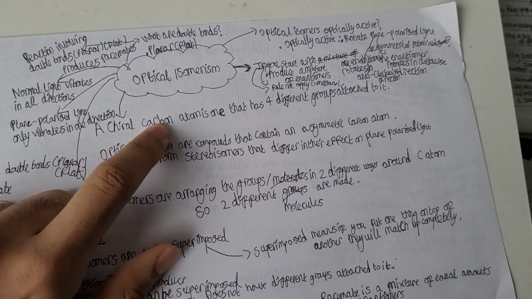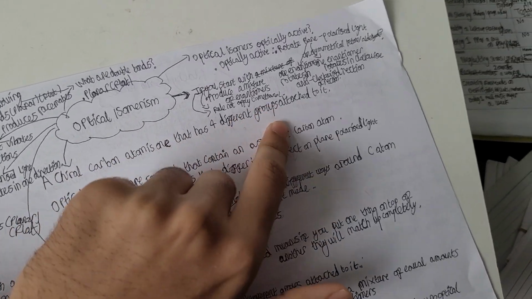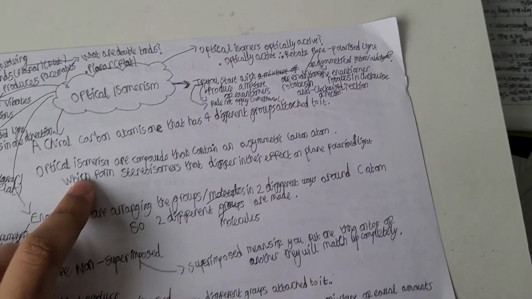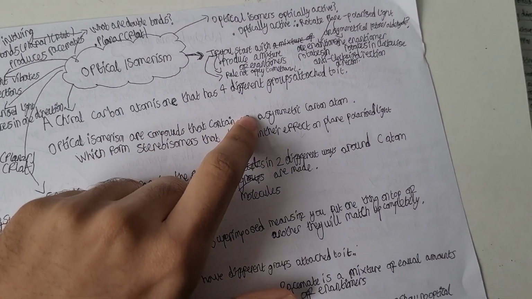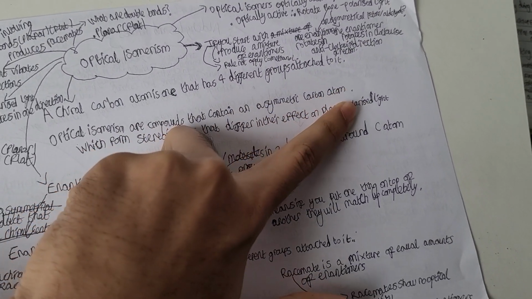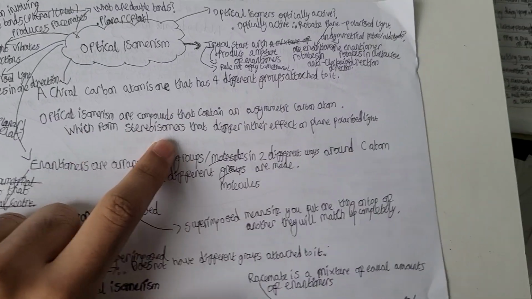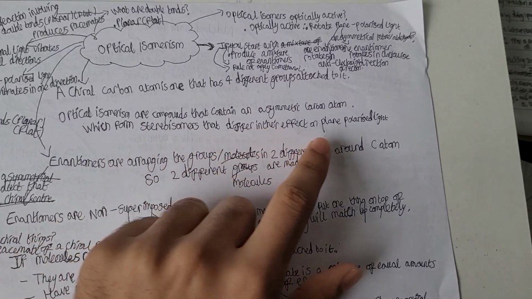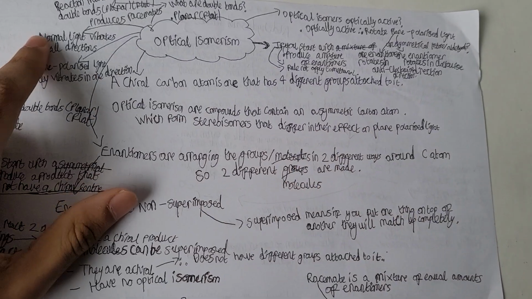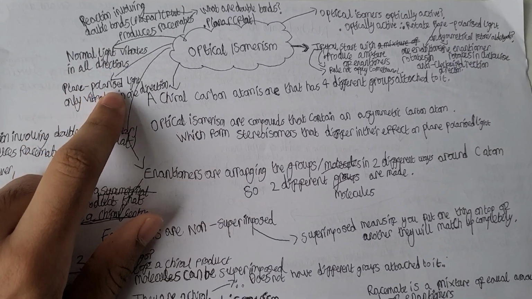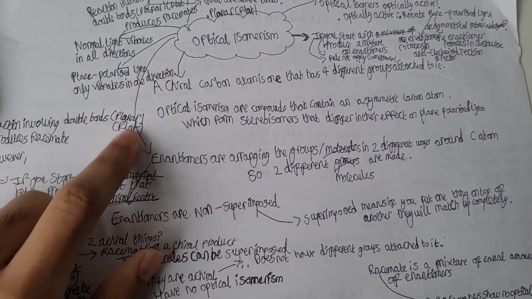A chiral carbon atom is one that has 4 different groups attached to it. Optical isomerism occurs in compounds that contain an asymmetric carbon atom, which forms stereoisomers that differ in their effect on plane polarized light. Normal light vibrates in all directions. Plane polarized light only vibrates in one direction.